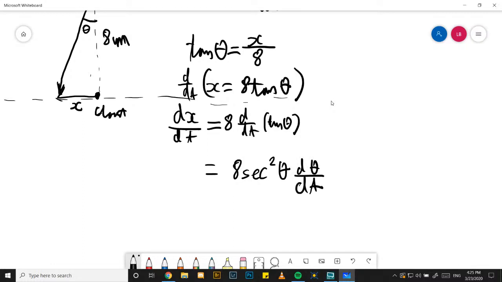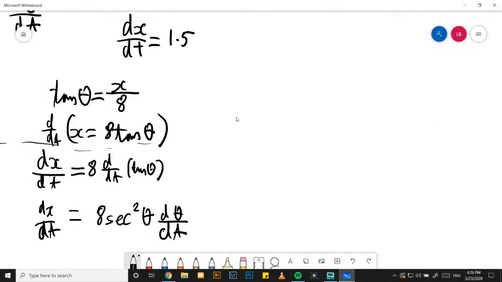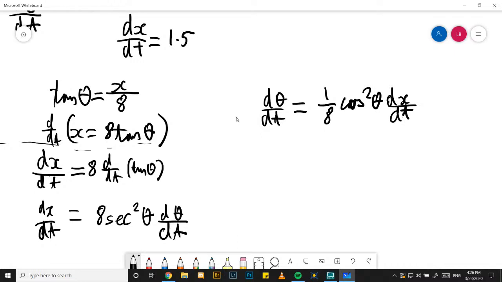Now, we know what dx dt is, and it's always the same value. We can figure out what theta is at any given point. So what we're really solving for is d theta dt. If we solve for it, d theta dt is equal to 1/8 cosine squared theta times dx dt. What I did was take the 8 down and make it 1/8, and the secant squared theta I moved over, making it 1/secant squared theta, which is cosine squared theta.